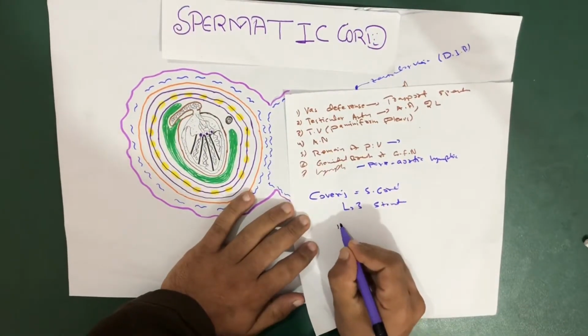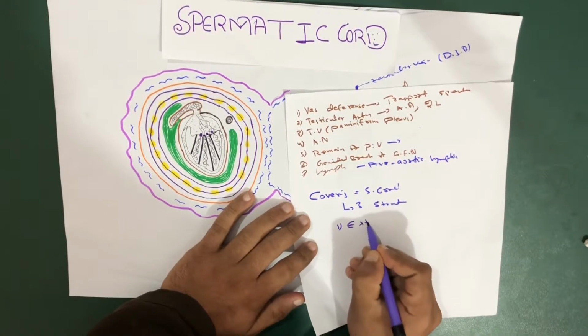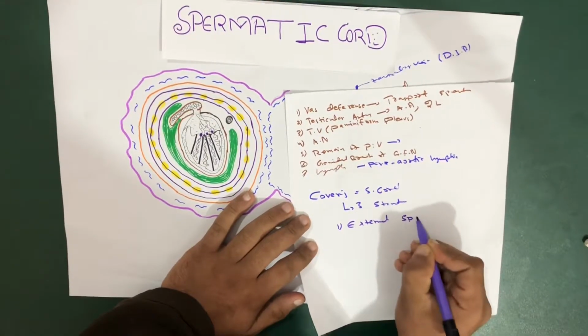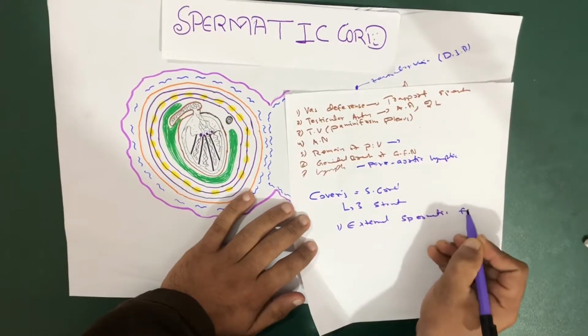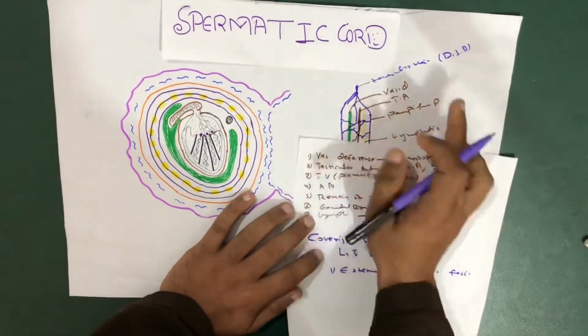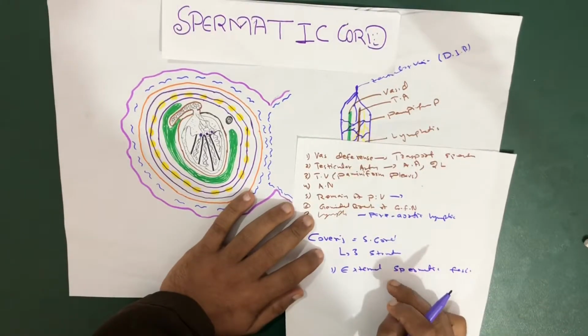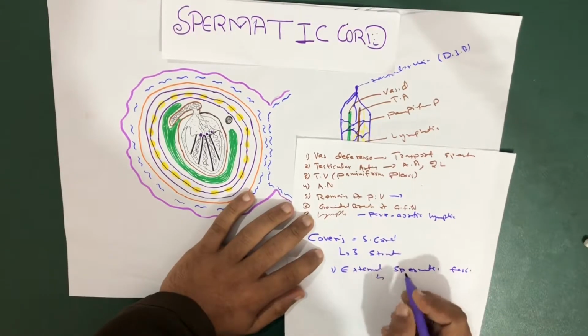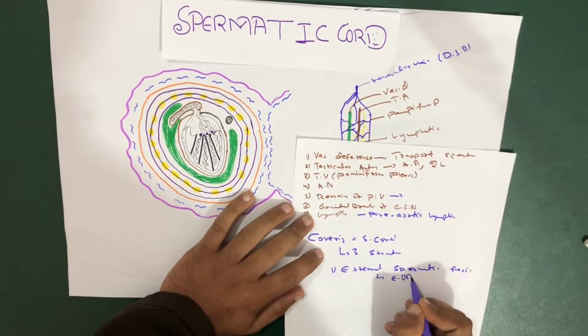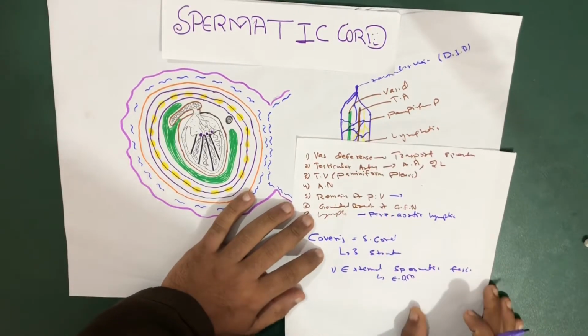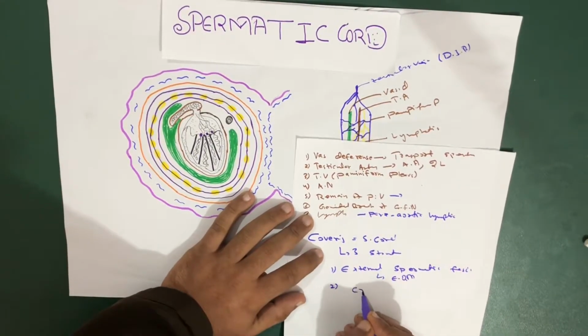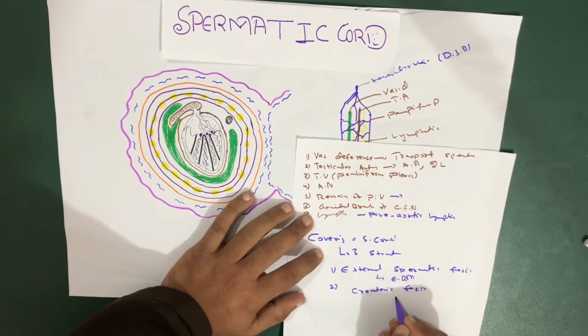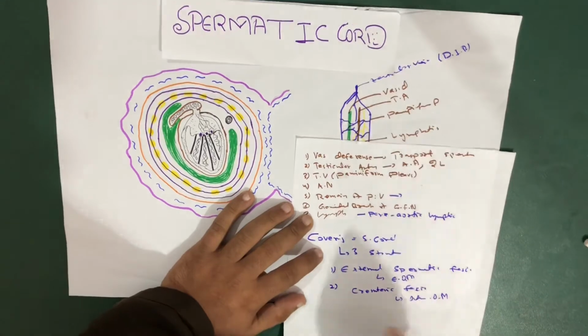Remember, the first structure forming the covering is your external spermatic fascia. Your external spermatic fascia is forming the superior layer, or the outer layer. It is derived from your external oblique muscle, or you can say the aponeurosis of the external oblique muscle. The second structure is called the cremasteric fascia, which is derived from your internal oblique muscle, the aponeurosis of the internal oblique muscle.